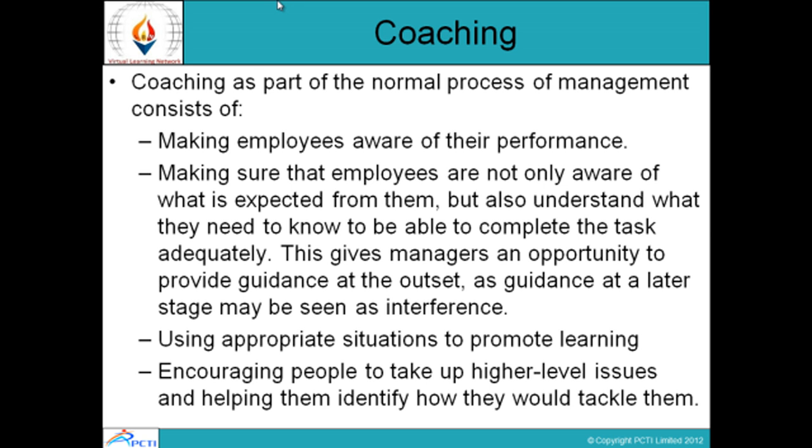Coaching. Coaching as part of the normal process of management consists of making employees aware of their performance, making sure that employees are not only aware of what is expected from them but also understand what they need to know to be able to complete the task adequately. This gives the manager an opportunity to provide guidance at the outset, as guidance at a later stage may be seen as interference. Using appropriate situations to promote learning. Encouraging people to take up higher level issues and helping them identify how they would tackle them.